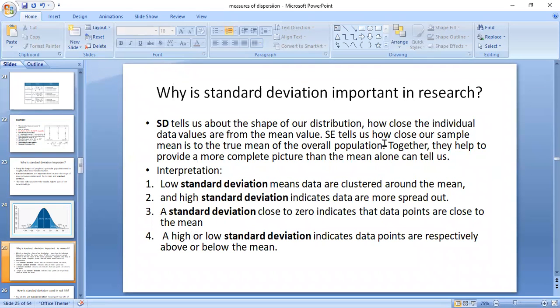Now, how do we interpret it? First of all, low standard deviation means data are clustered around the mean, and high standard deviation indicates that data are more spread out. A standard deviation close to zero indicates that data points are close to the mean. A high or low standard deviation indicates that data points are respectively above or below the mean.